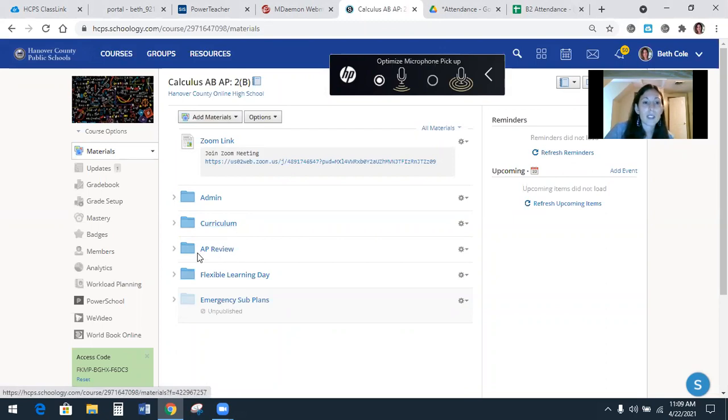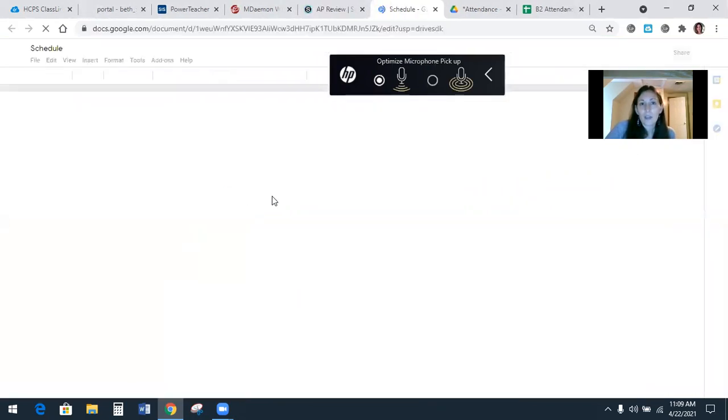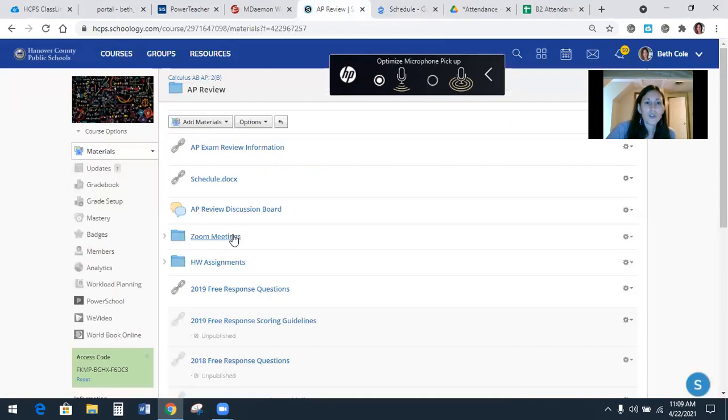So what we're going to be working in now is the AP review folder. So if you click on AP review, I'm going to go through everything that's in here. First is the schedule. That's what we're going to do each day. So like usual, when I've given you a schedule, this is what's going on, what we're going to do in class each day. So there's your schedule. Zoom meetings still, that's going to be where all the videos are posted. And then I'm going to talk about all the grades for the rest of the year last, but all the homework assignments will be housed in this folder right here.